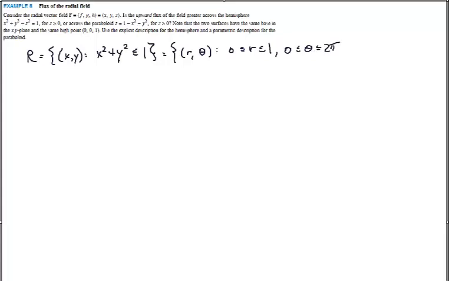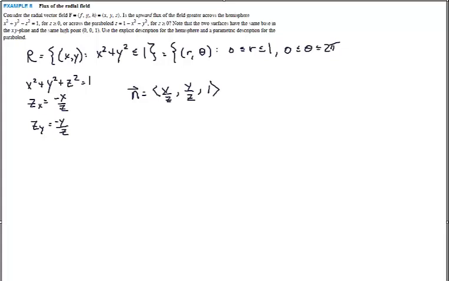And seeing as we have x squared plus y squared plus z squared equals 1, implicitly we can say that z_x is equal to negative x over z, and z_y is equal to negative y over z. Therefore, our normal vector is going to be equal to <x/z, y/z, 1>.